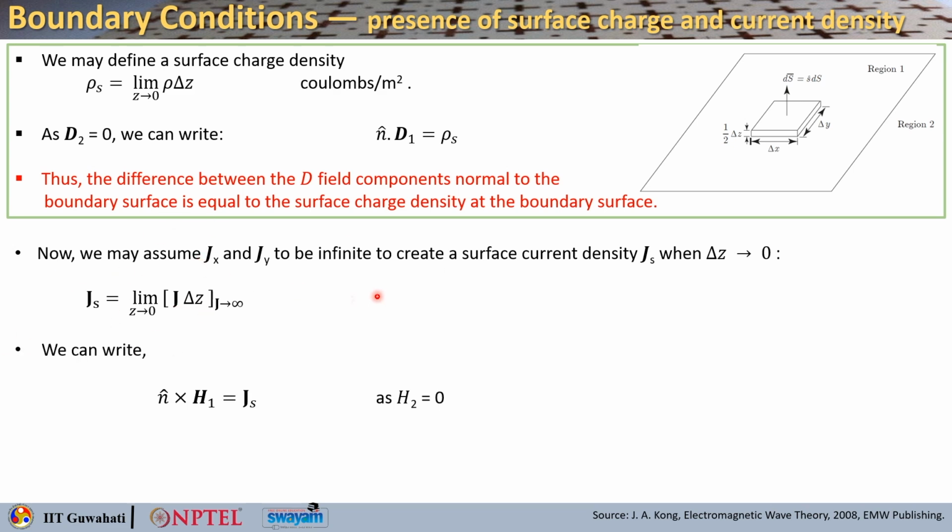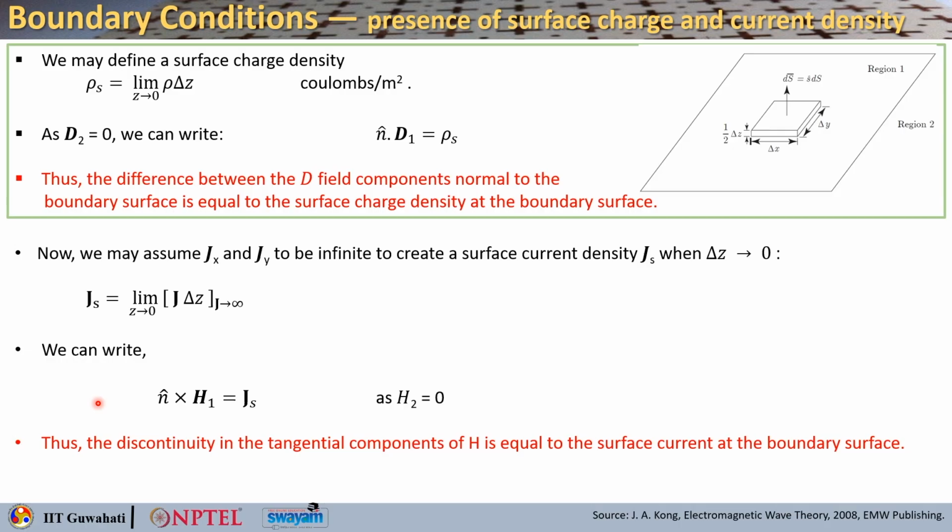This is a formal definition of the surface current density, and then you can write that the tangential component of the magnetic field will be equal to that surface current density, because on the other side H2 is 0. Here again, the discontinuity in the tangential component of the magnetic field, or the difference between the tangential components of the magnetic field, is equal to the surface current flowing through the boundary surface.